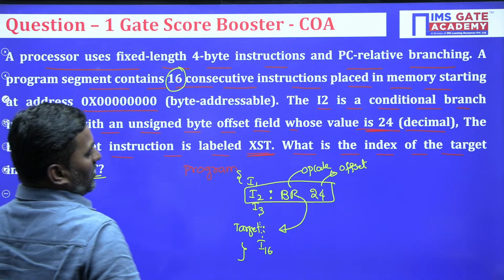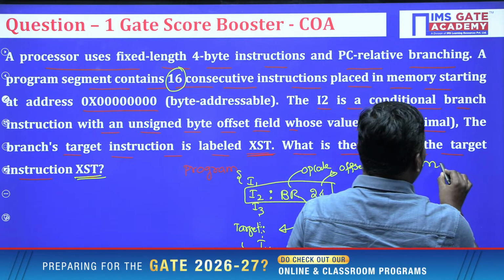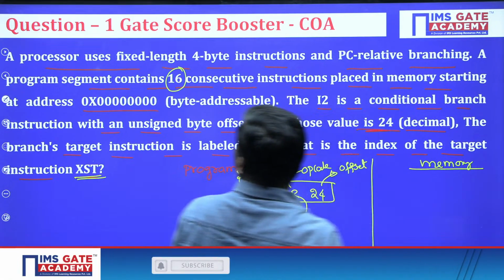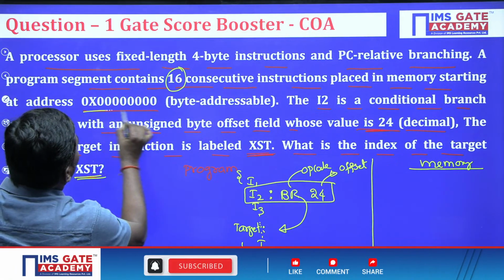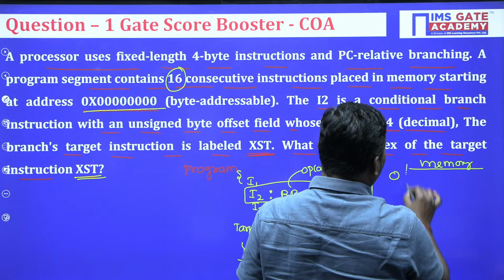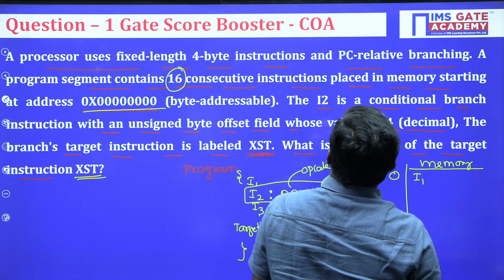Okay. If I take the scenario here, let's take memory. This is the main memory. In the memory, you understand now, somewhere the starting address is 0 only, right? Hexadecimal addresses are given, but I am taking 0 as a decimal address for now. So from this decimal address, instruction 1 is placed.